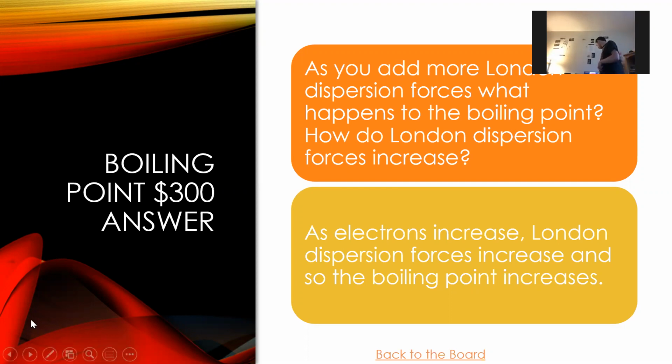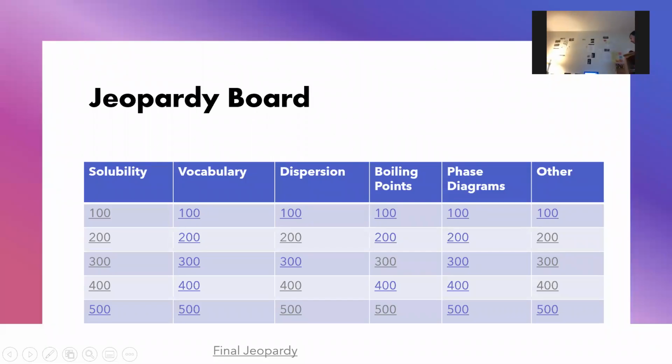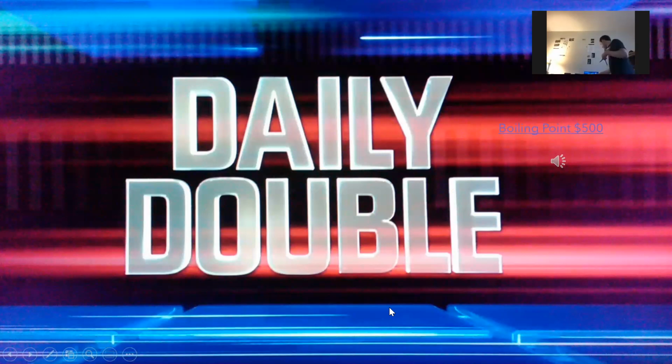Back to the board. Brookdale bear, you got the last question. You have the lead. Pick our next category for us. Boiling points for 500. Boiling for 5. Little risky here, I see. There we go, okay. Boiling points for 500. Let's see what the question is.